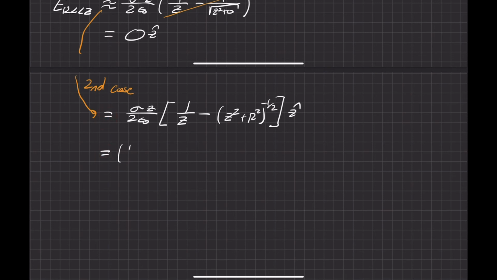So we'll just keep this chunk of constants the same out in front. This is still 1 over Z. All right, and I'll take a 1 over Z out of all this stuff. So we have 1 plus R squared over Z squared, still to the negative 1/2, all in the Z hat direction.